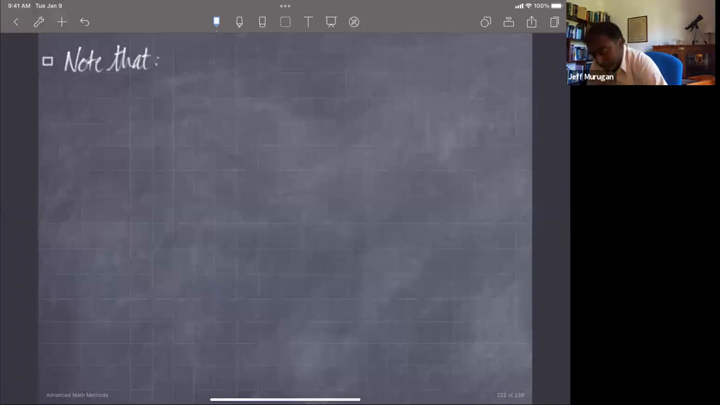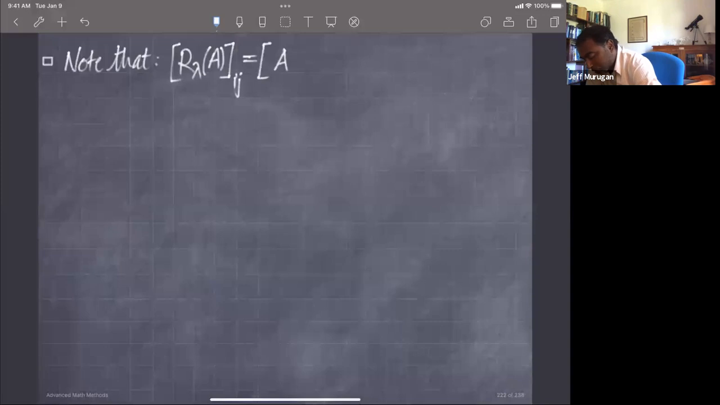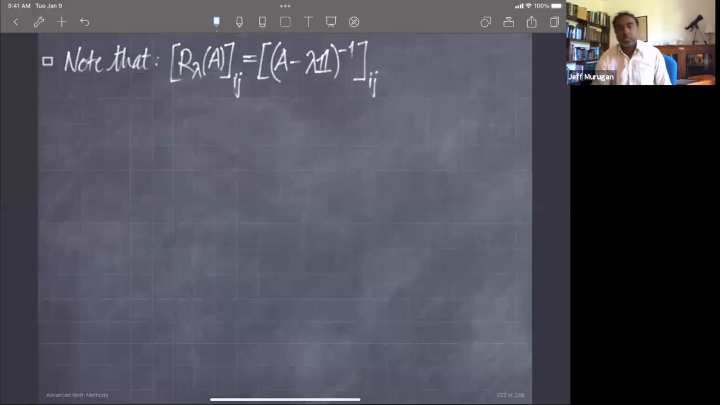So note the following. R lambda of A has components, and the ijth component of this guy, by definition, is the ijth component of A minus lambda, and let me make things explicit here, times the identity, and take the inverse of that. So this is the ijth component.